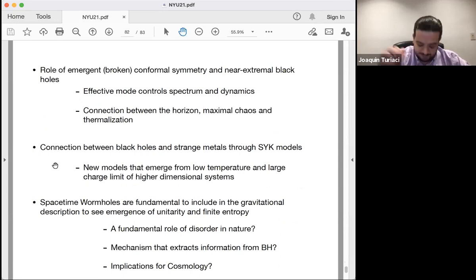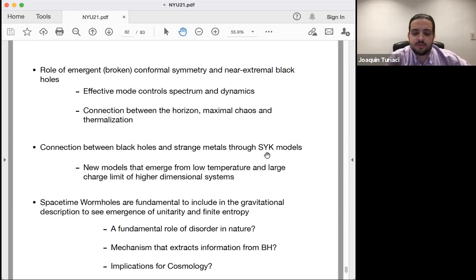So to summarize what I've been saying in this talk, first we understood the role of the emergent conformal symmetry and how it should be broken in near-extremal black holes. We identified the effective mode that controls the spectrum and the dynamics, and pointed out the connection between the presence of an event horizon in gravity with maximal chaos, thermalization, etc.